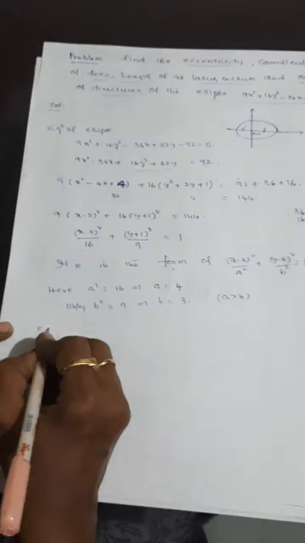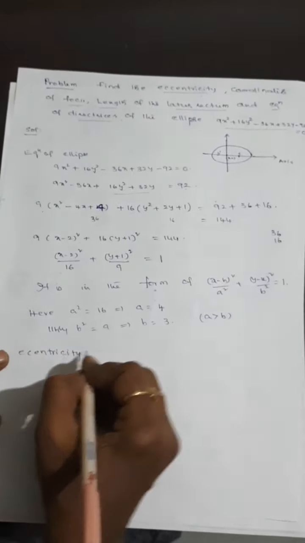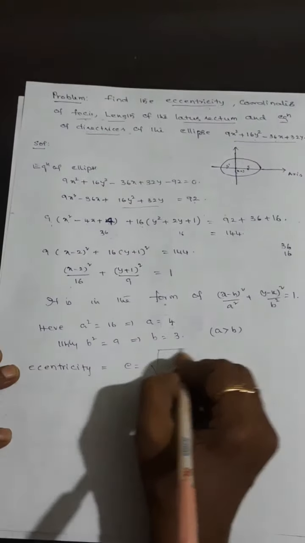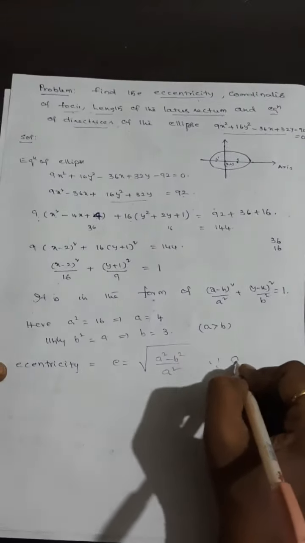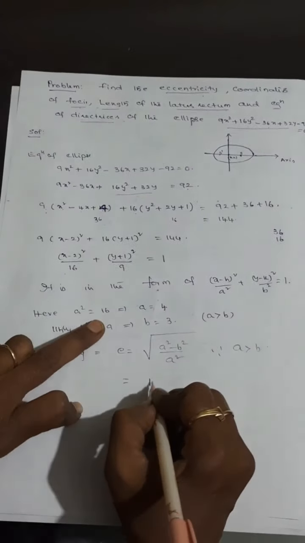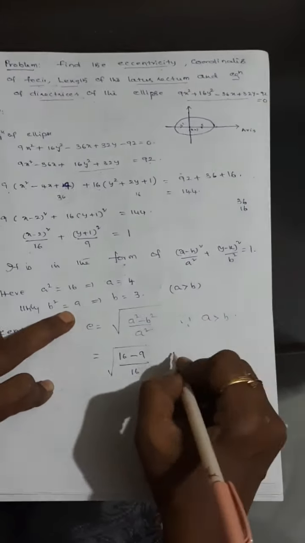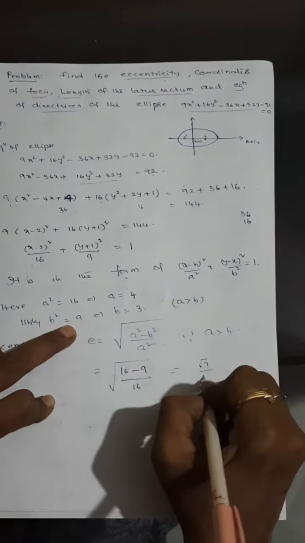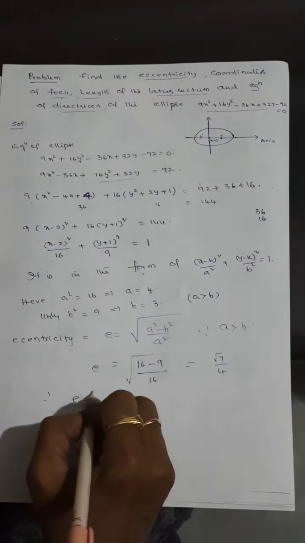So now we have to find the eccentricity. Eccentricity of the ellipse, E is equal to square root of (a square minus b square) by a square, since a is greater than b. Now a square is 16, b square is 9, so 16 minus 9 is 7, over 16, square root of this. So root 7 by 4 is the eccentricity. So E is equal to root 7 by 4.